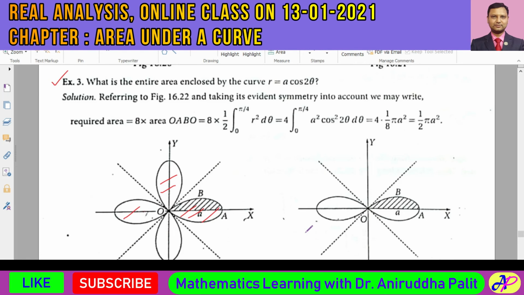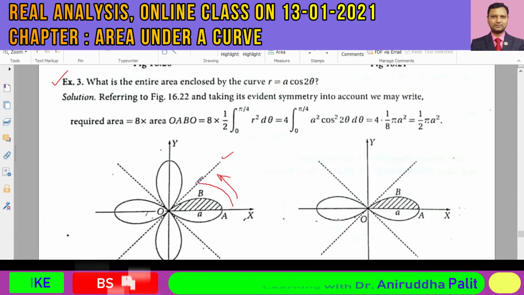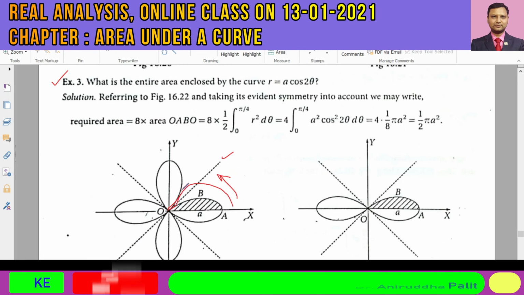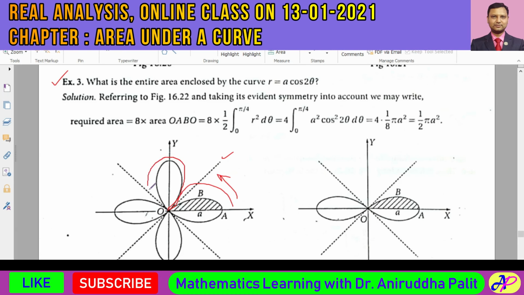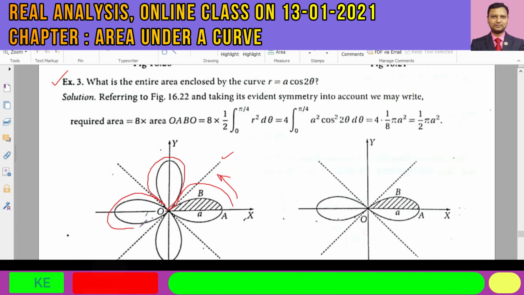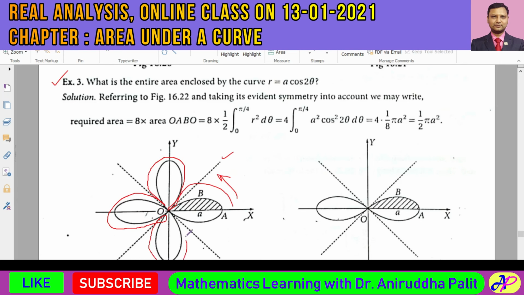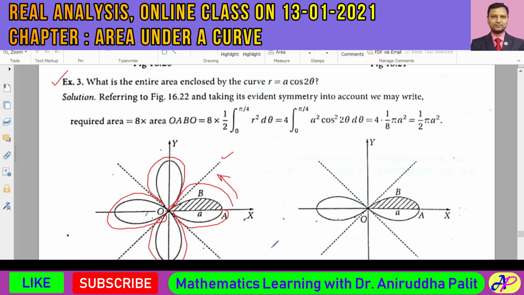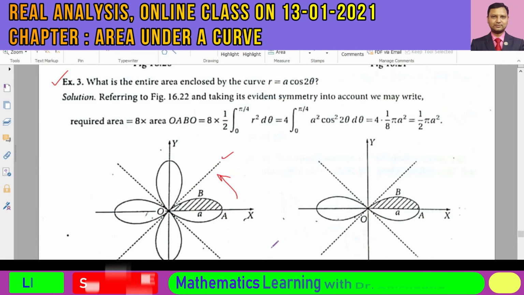And how did you obtain this curve? Actually, when theta increases from 0 to pi, the point P moves from this point to the origin. Again when theta increases, the point moves from this position to this position, then from this position to this position, and then from this position again to the original position. So in this way theta increases.